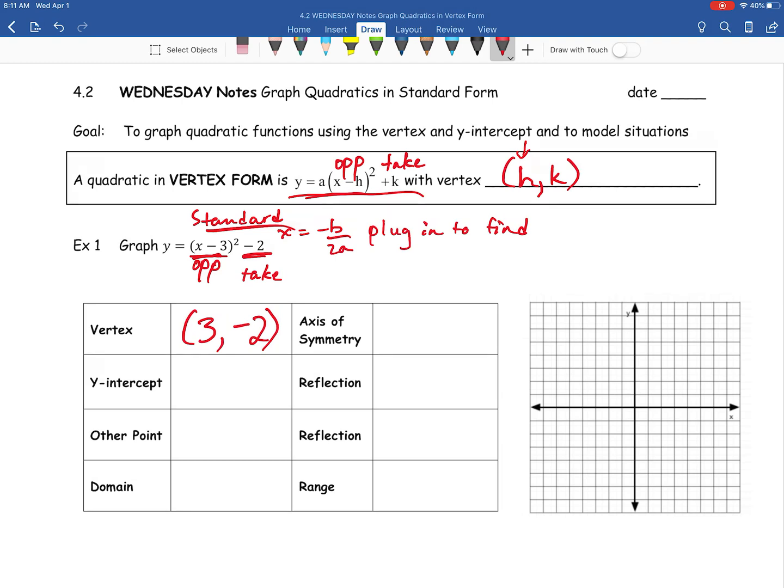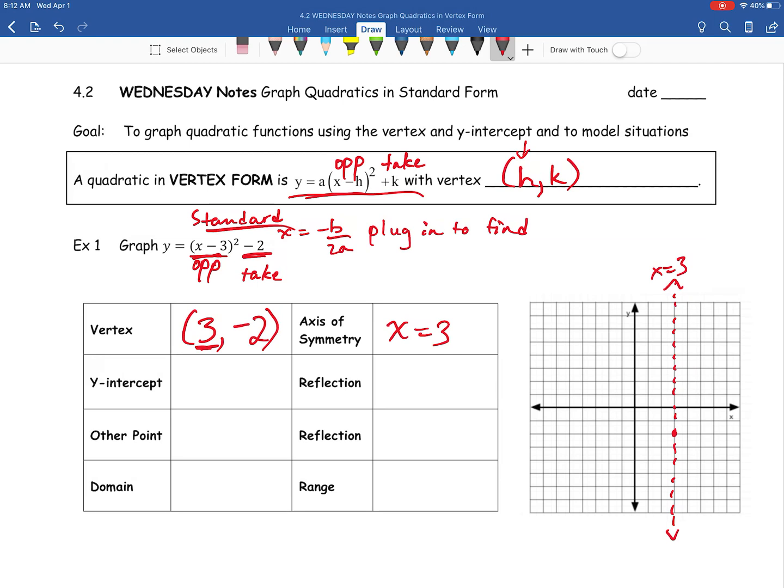So we'll go ahead and graph that. 3, negative 2 is located right there. The beautiful thing about a lot of this table is it's really similar to standard form. So our axis of symmetry, that's not changing. It's still going to be x equals 3, coming from the x value of your vertex. And again, that's your up and down mirror. So this is your axis of symmetry right here.